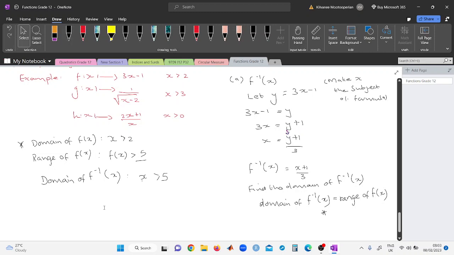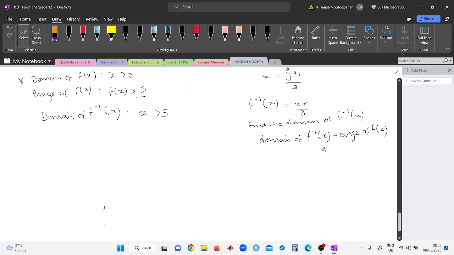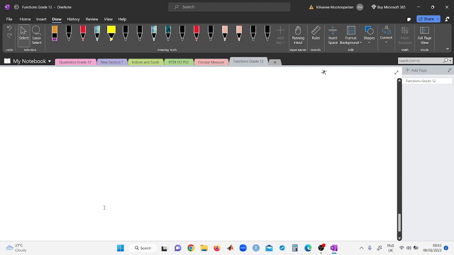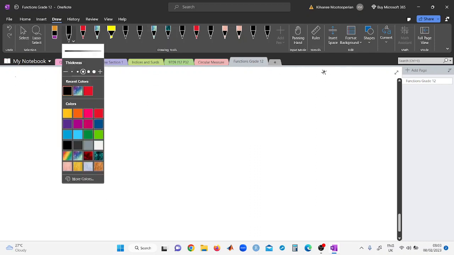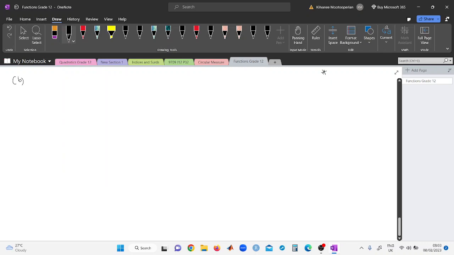Ok, next example. En fait, c'est le même exemple. On peut trouver g inverse of x. Ok, donc pareil, let y be equal to 1 over this. Okay, I have to make x the subject of formula.